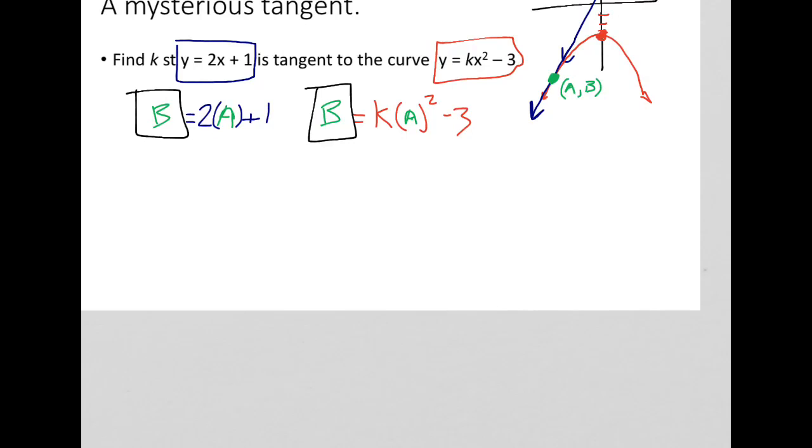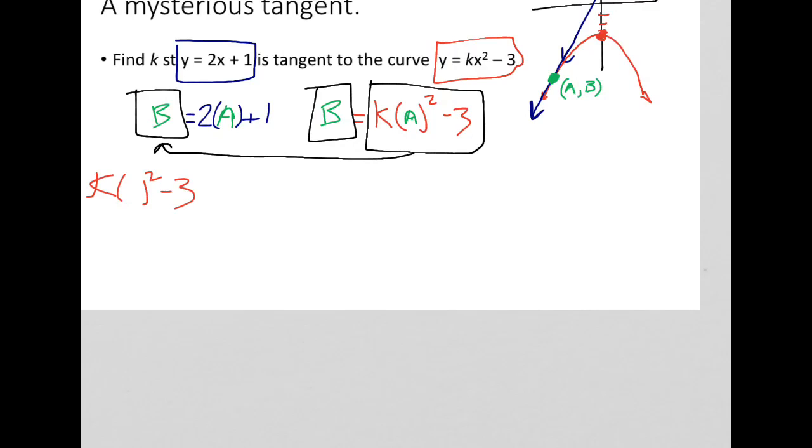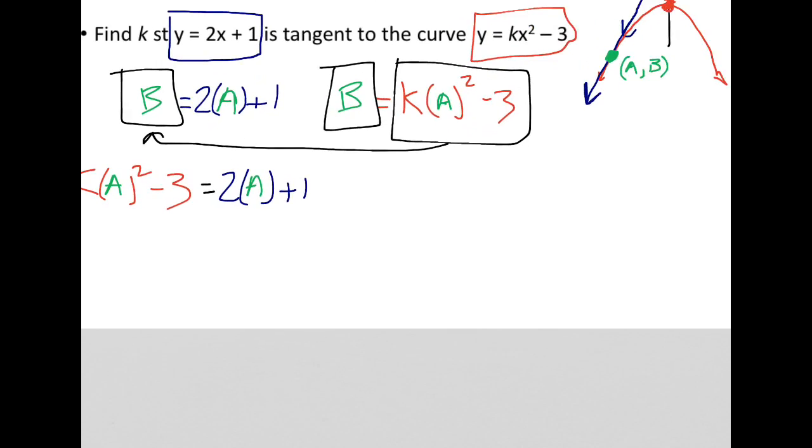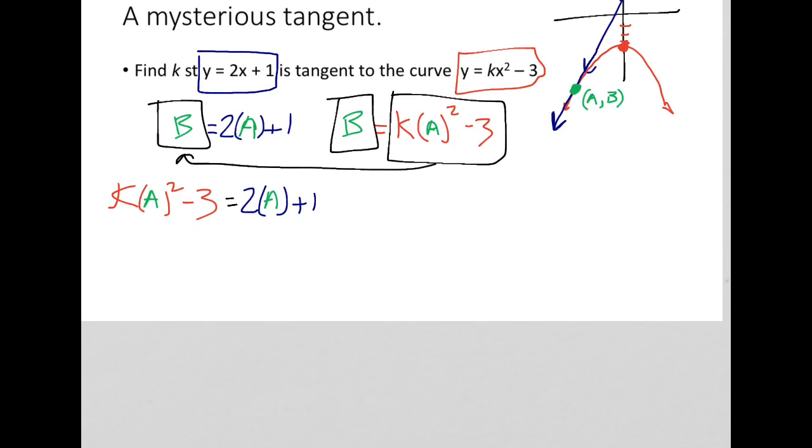So take one of your expressions for b and substitute that into that other equation. So we can say that k times a squared minus 3, a squared minus 3 right there, we can say that that is 100% equal to that other function, my blue function, which is 2 times a plus 1. So I get that situation right here.